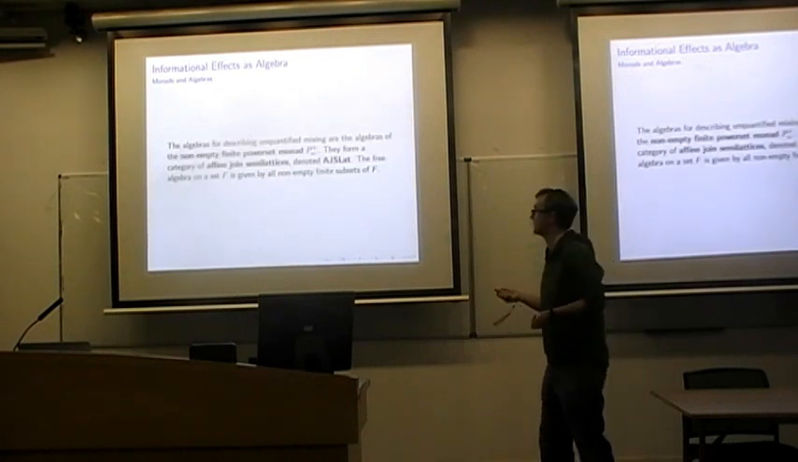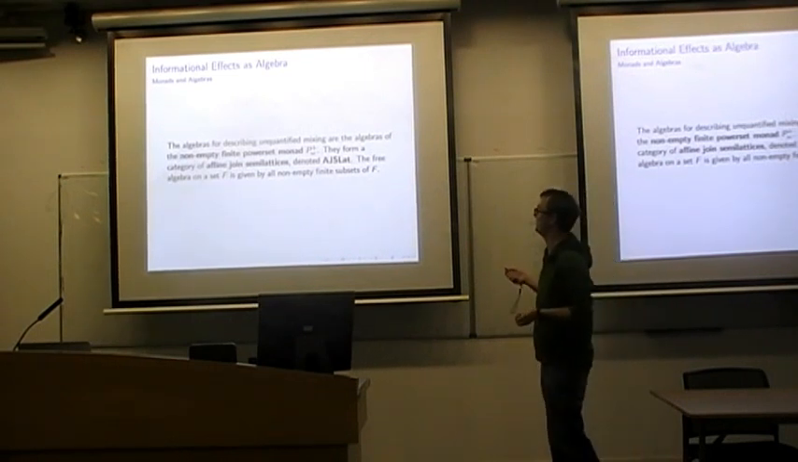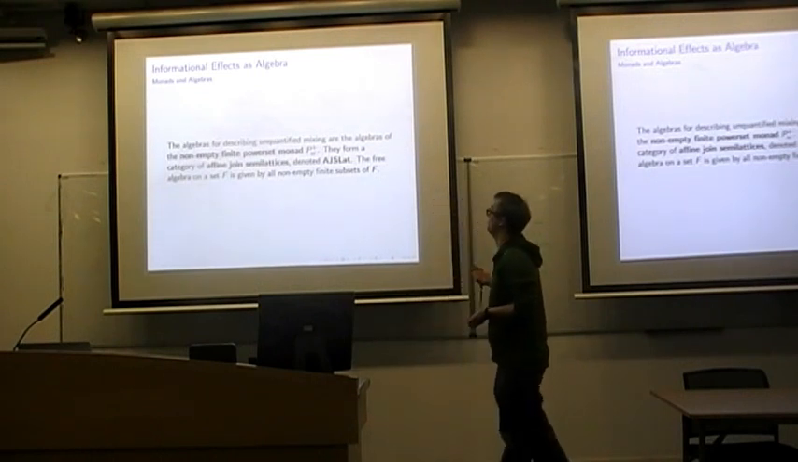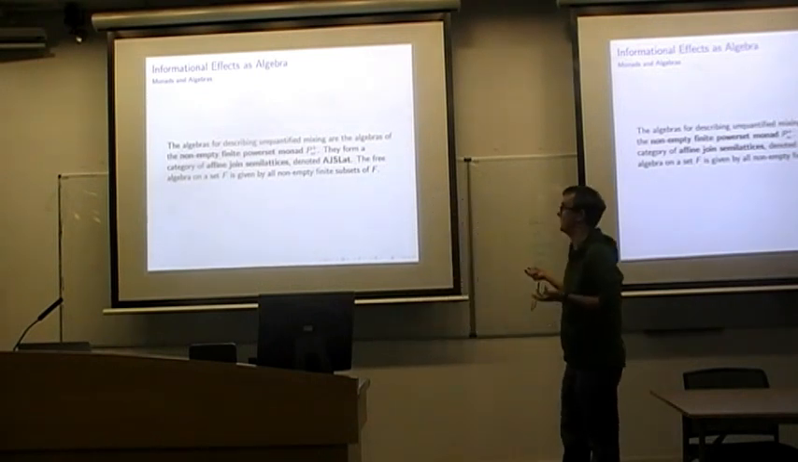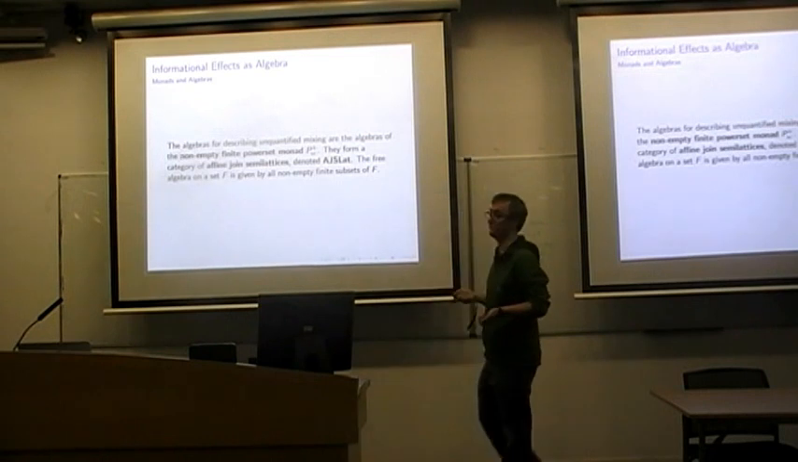Okay, so if we want to describe the confusion without probabilities phenomenon, then we want algebras of the non-empty finite power set monad. Those are the affine join semilattices we mentioned earlier. And the free algebras are just given by taking non-empty finite subsets.